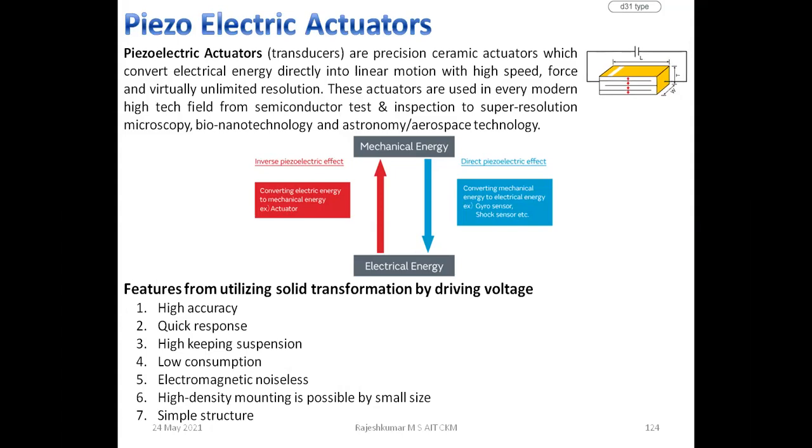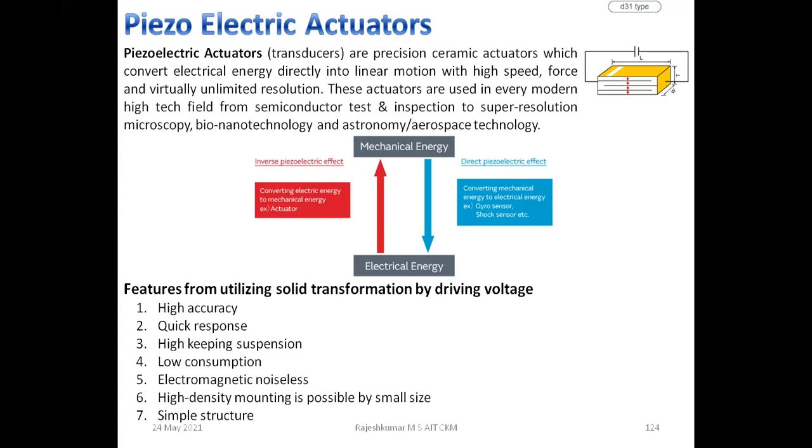Next is high keeping suspension. Suspension keeping means that whenever the voltage is induced, a cushioning action takes place. That cushioning action helps with the suspension. So that's why they consider the high keeping suspension. The next one is low consumption. The power consumption is going to be low. Low power consumption is considered, and that's why it is called low consumption.